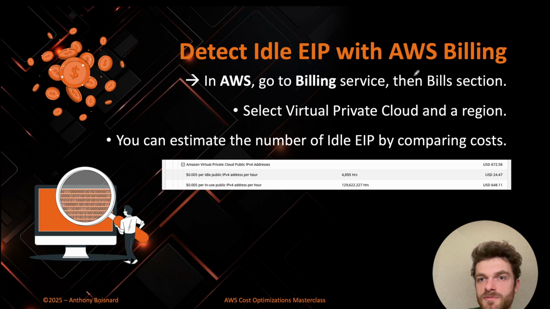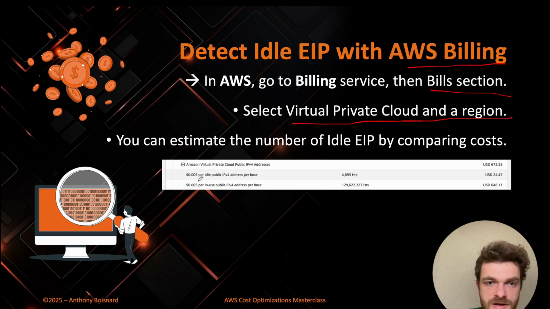To detect them with AWS Billing, you can go to the Bills section, select Virtual Private Cloud and a region, and you can simply see the line here, which is hourly charge, and it says per idle public IPv4 address, and so you are simply paying every hour for nothing.